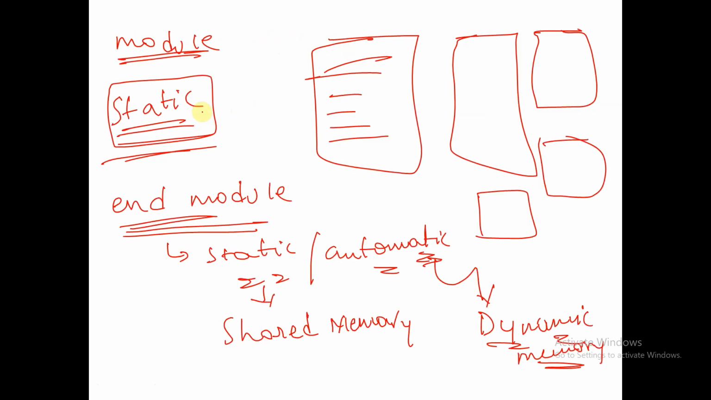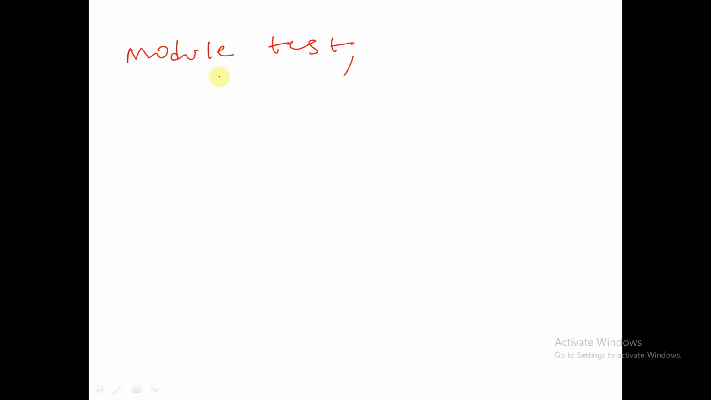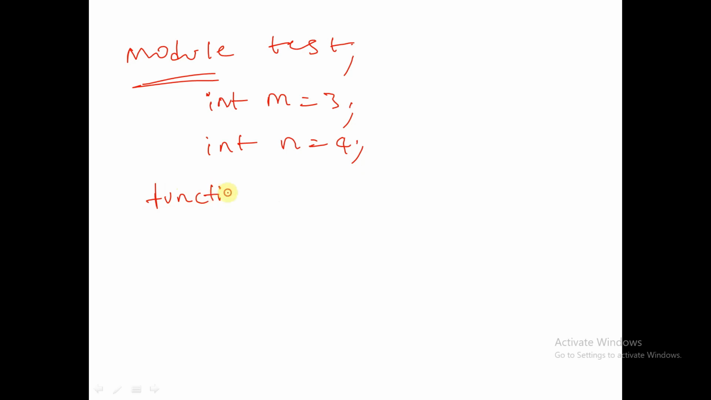So we don't need to explicitly mention our task or function to be static, because any function or task which is declared inside our module is static in nature. I will take one example: int m is equal to 3 and int n is equal to 4, and I will take one function and return type is int, and my input arguments are a comma b, and I'll take one output argument as c.